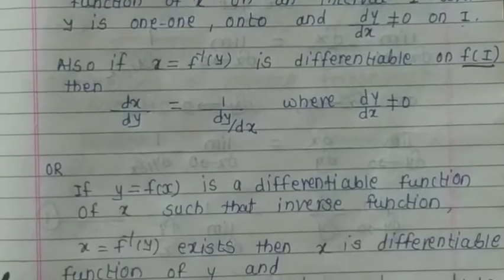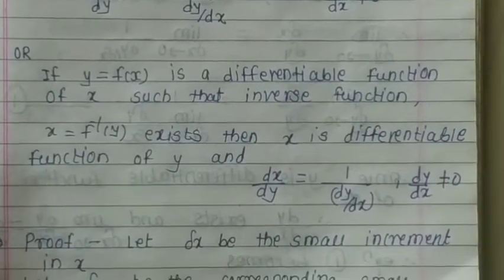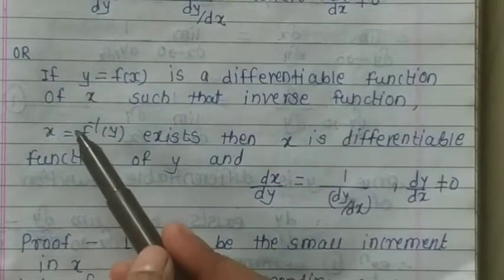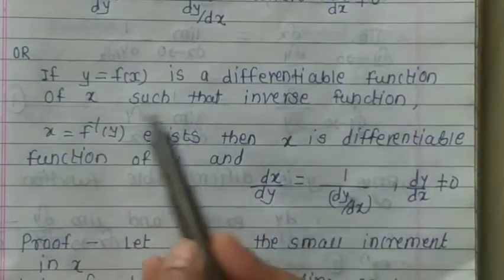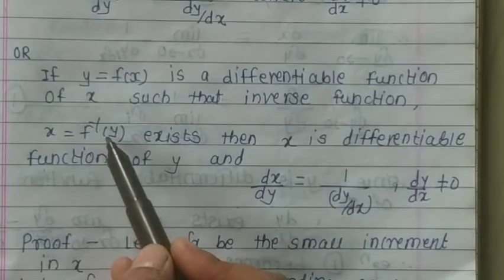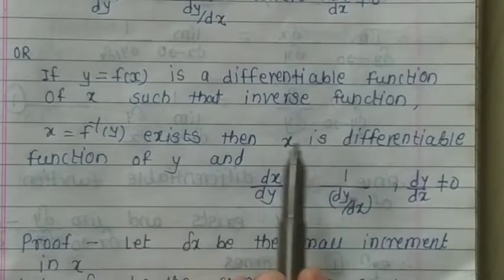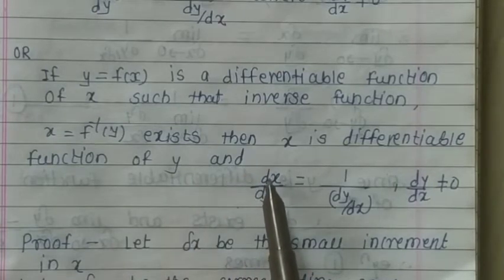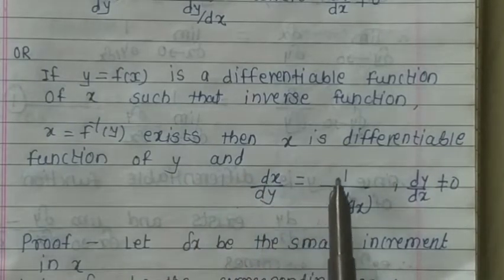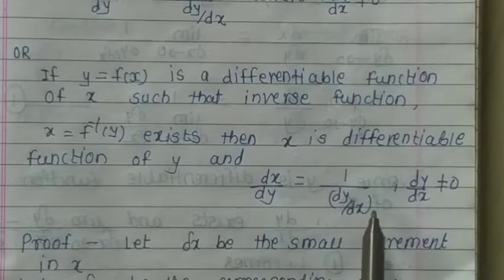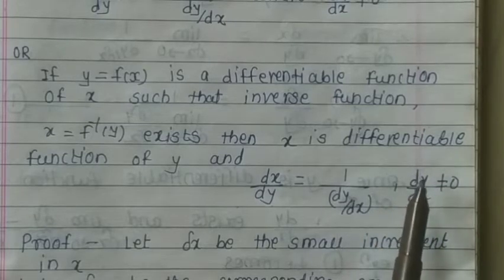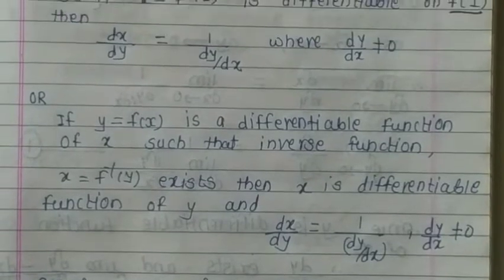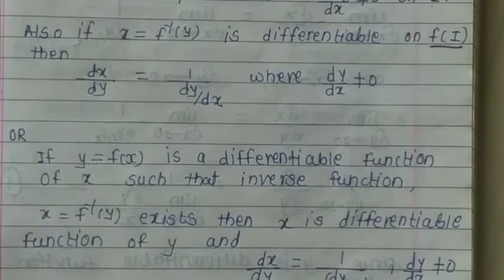This statement can also be given as if y equal to f of x is a differentiable function of x such that inverse function x equal to f inverse of y exists, then x is differentiable function of y and which is given as dx by dy is equal to 1 upon dy by dx when dy by dx is not equal to 0. Here meaning of both the statements is same.